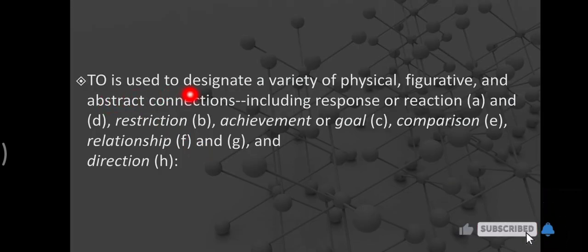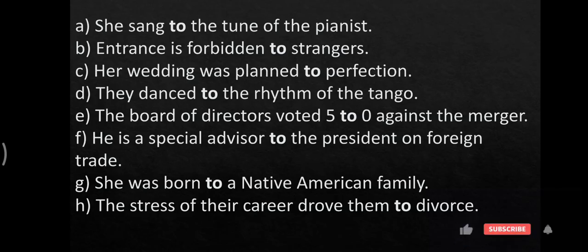So to is used to designate a variety of physical, figurative and abstract connections, including response or reaction, restriction, achievement or goal, comparison, relationship, and direction. We will see some examples. So these are some more examples. In the first example, when we say she sang to the tune of the pianist, here the preposition to is used for reaction, to react to something.